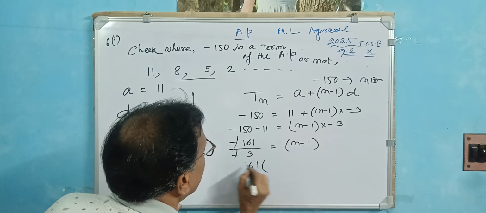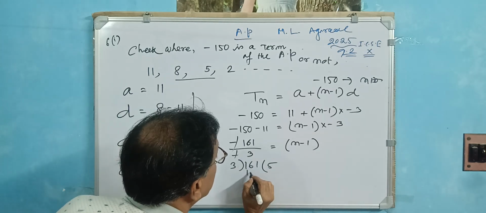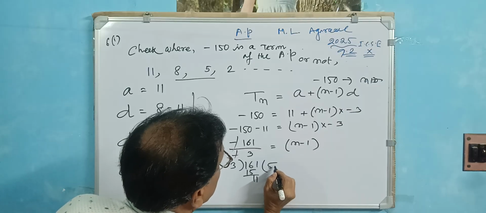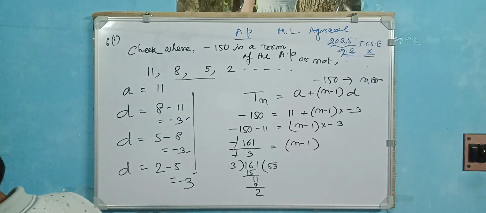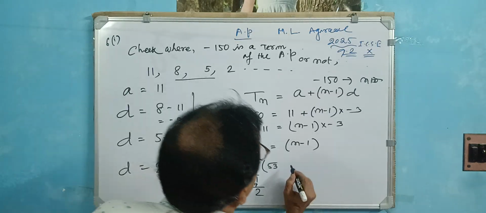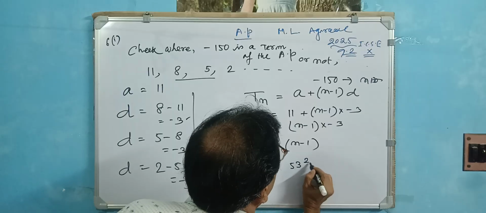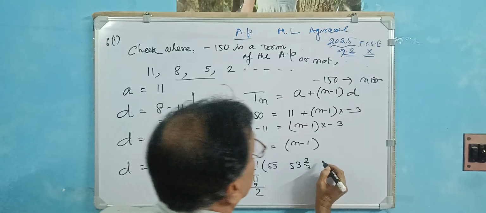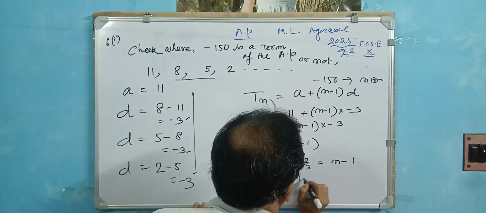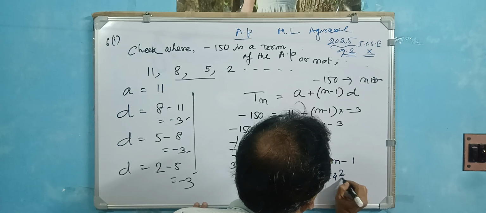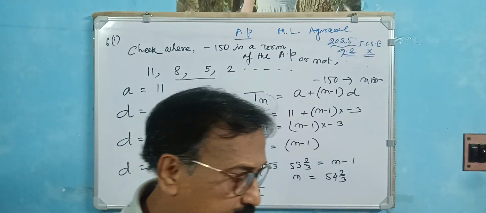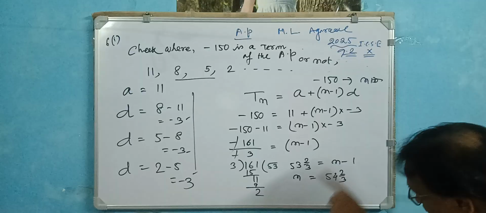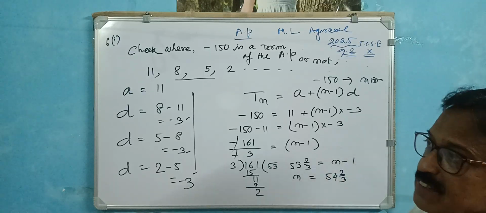So 161 divided by 3 gives 53 and 2 by 3. This is equal to n minus 1. So what is the value of n? n is 54 and 2 by 3, which is a fraction.